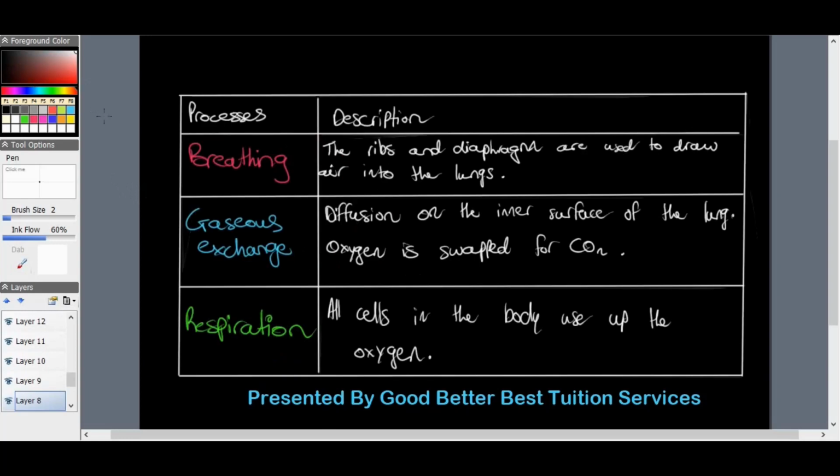So what we have here, grade 9s, is a tabulated list of processes and descriptions. My descriptions are very much summarized, but I'm going to talk through them. The first process that we saw in our little graphical representation was breathing.